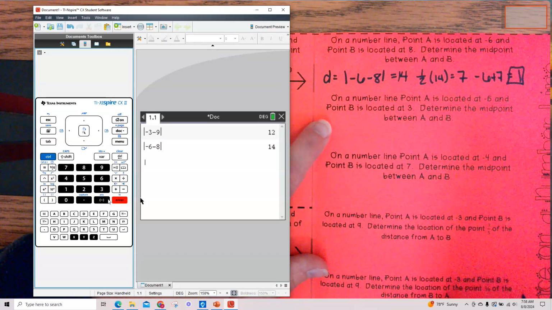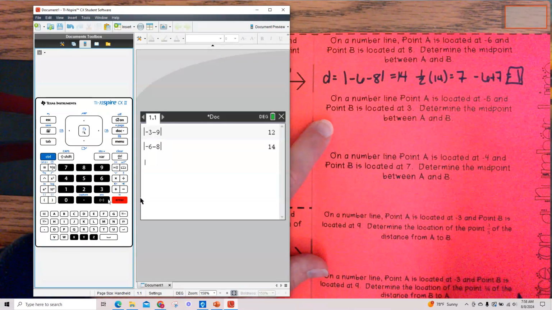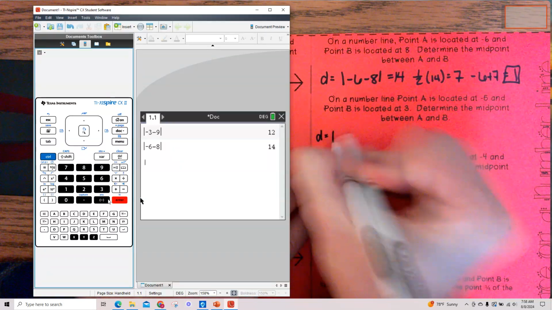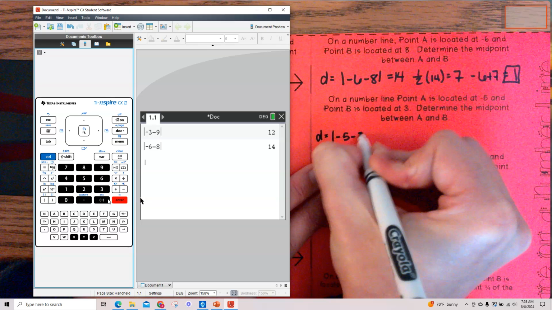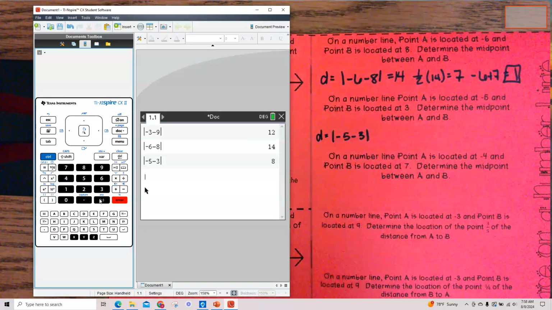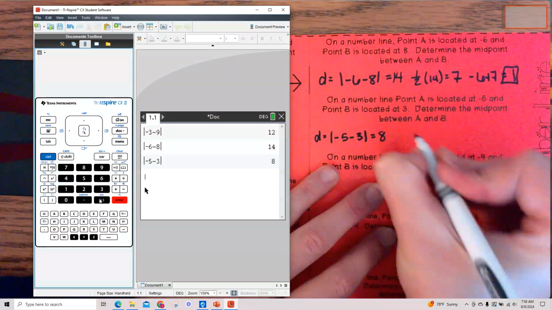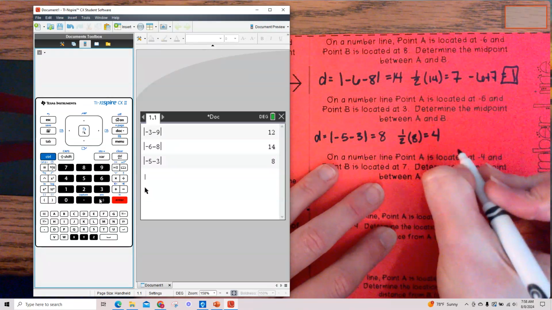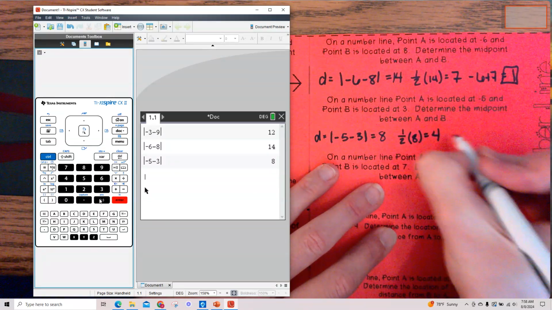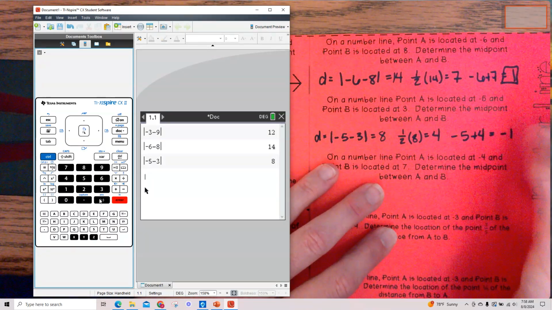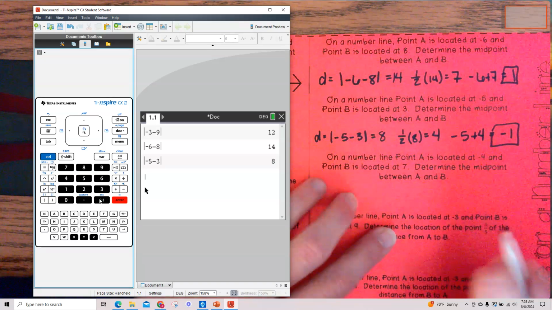Okay? On a number line, point A is located at -5 and point B is located at 3. Absolute value is the first thing we do. So -5 minus 3 is 8. Then half of 8 is 4. And then we take point A, so the first point, -5 plus 4 equals a -1. So -1 would be the midpoint.